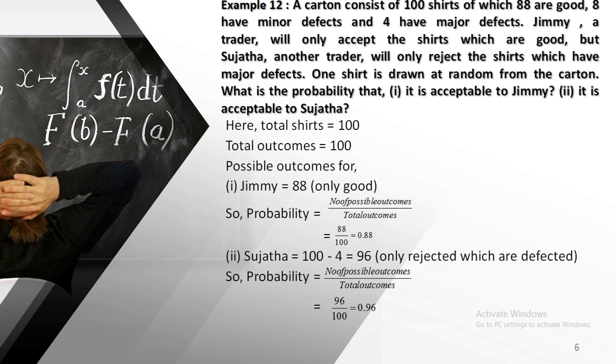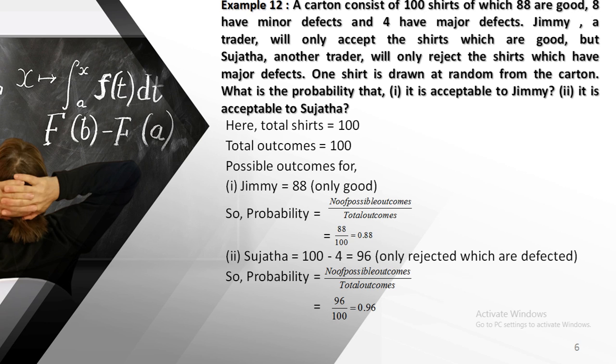Now the second one, for Sujata. Sujata will reject only and only 4 shards because there are 4 shards which are defective pieces or have major defects, right? So 100 minus 4 equals 96. So probability equals number of possible outcomes divided by total outcomes equals 96 divided by 100 equals 0.96. Got it? If you have any doubt about it, then you can ask me in the comment section.